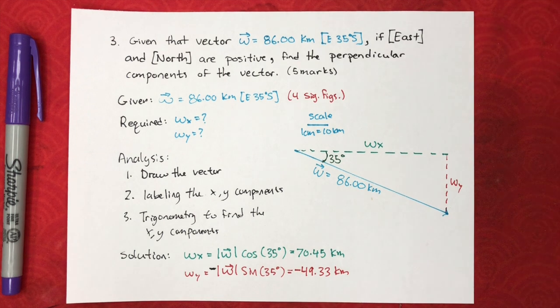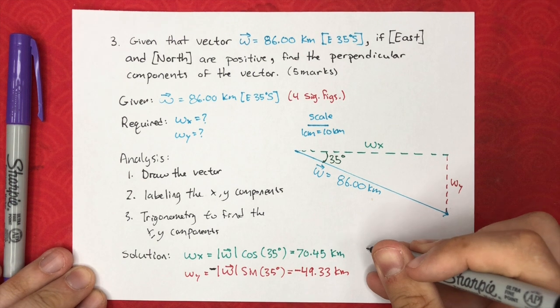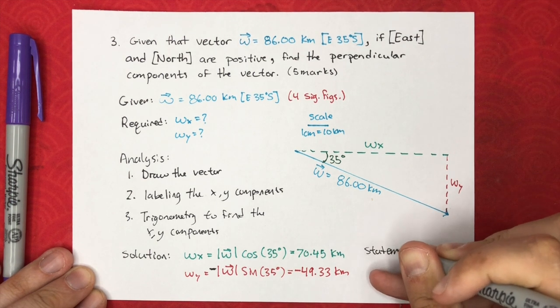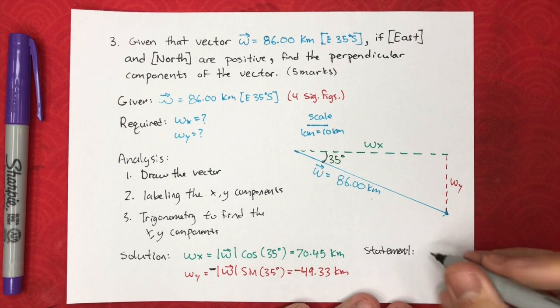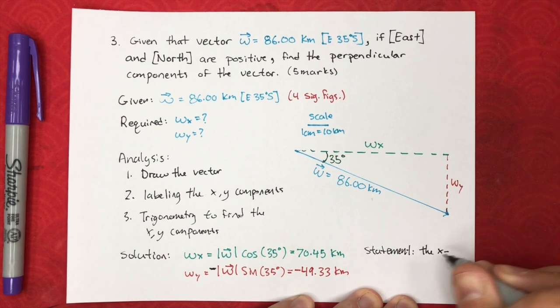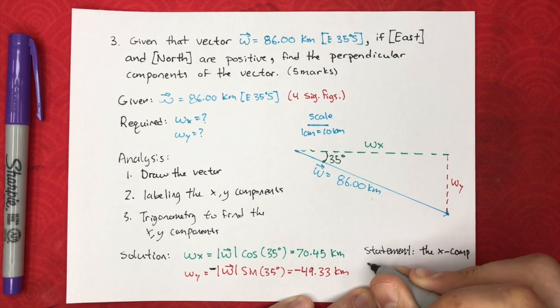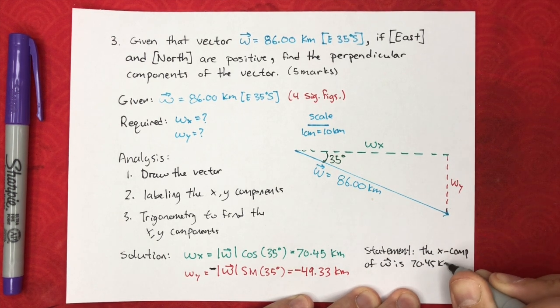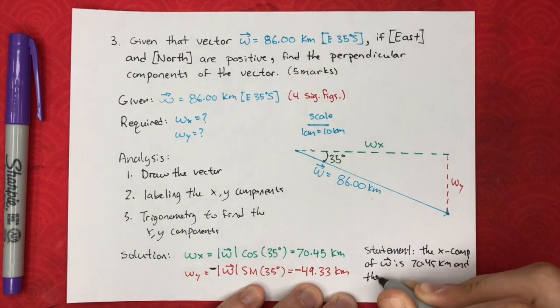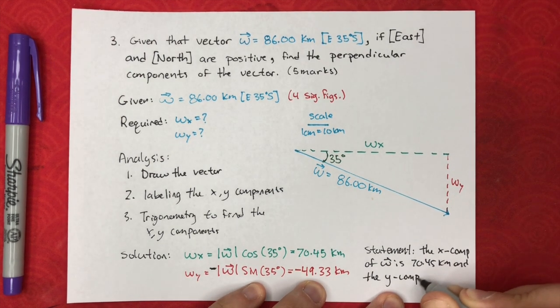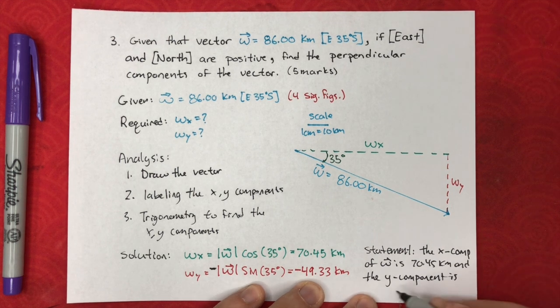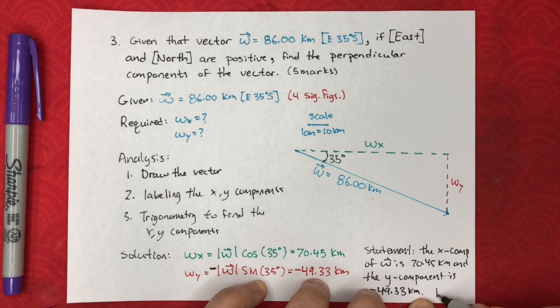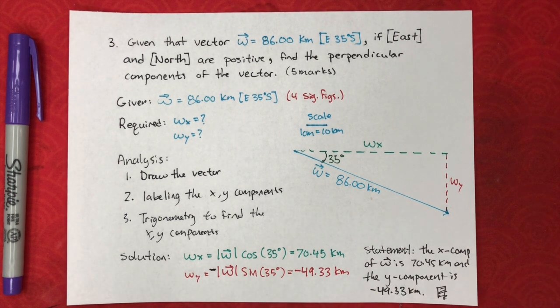The final thing that you need to do is write a statement indicating that you understand what you have just solved for here. So your statement should look something like this. The x component of W is 70.45 kilometers, and the y component is negative 49.33 kilometers. And that's everything that you need to do in order to solve a vector component problem.